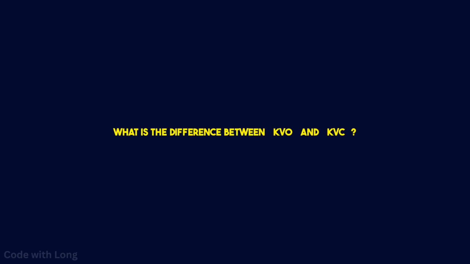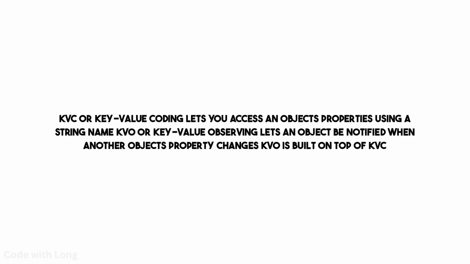What is the difference between KVO and KVC? KVC, or key value coding, lets you access an object's properties using a string name. KVO, or key value observing, lets an object be notified when another object's property changes. KVO is built on top of KVC.